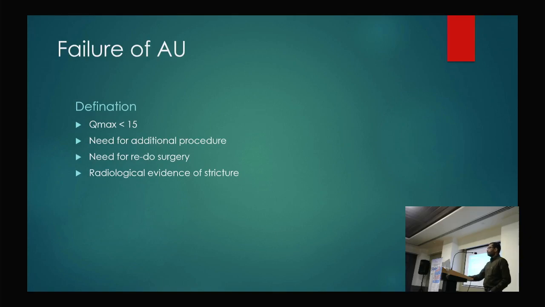How do you define a failed urethroplasty? After surgery, when the uroflow is less than 15, or when there is need of any additional procedure like dilatation or VIU or any other redo surgeries, or when there is radiological evidence of stricture.